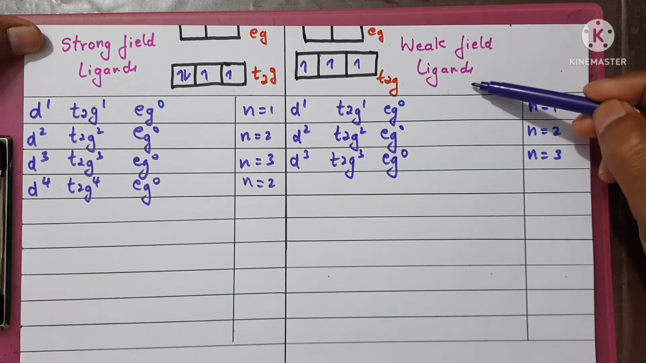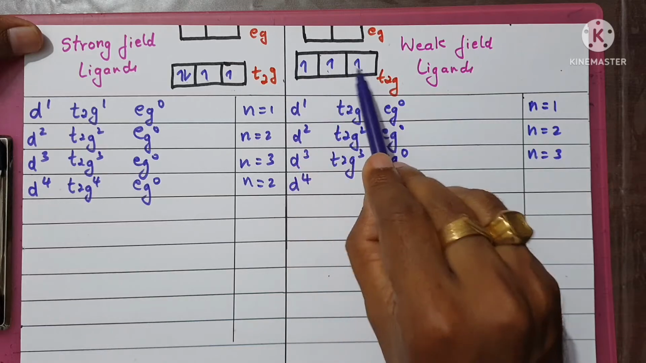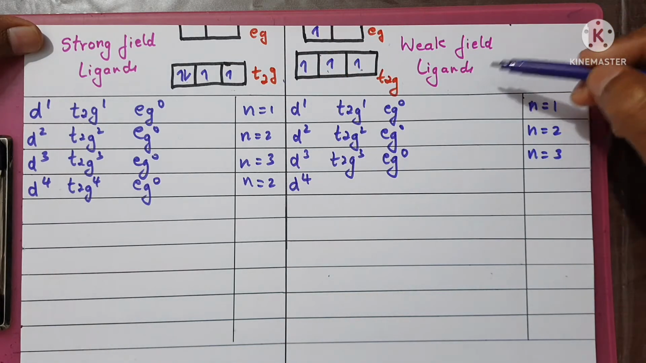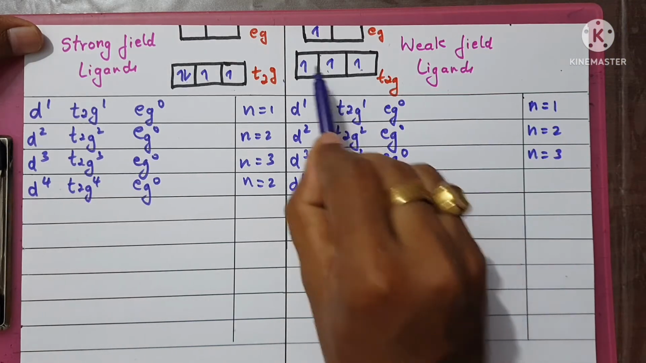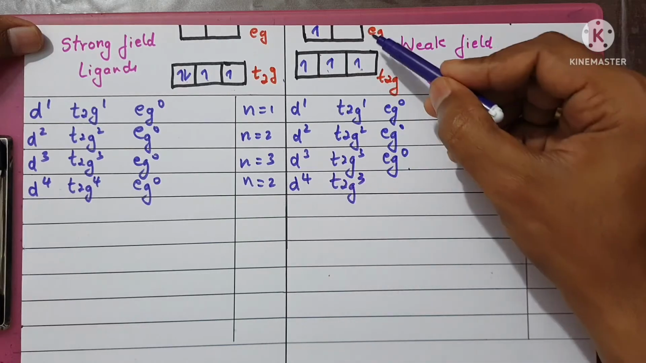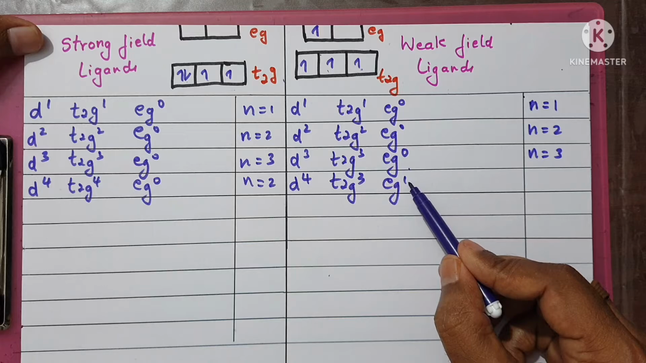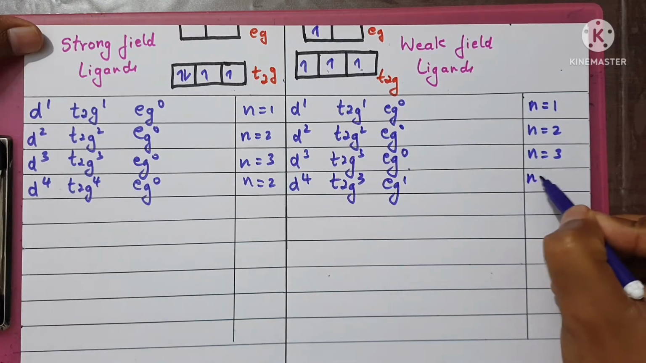Because it is a weak field ligand, if I take d4, 1, 2, 3, the fourth one will move here. Because it is a weak field ligand, there is no pairing. Now what happens? t2g, 1, 2, 3. eg is how much? eg is 1. I'll write eg1. So how many unpaired electrons? 1, 2, 3, 4. Therefore, n is equal to 4.